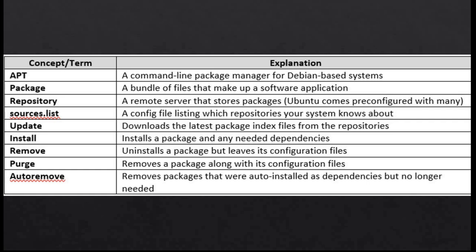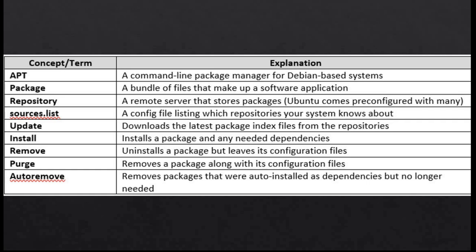Update is a command that downloads the latest package index files from the repositories. So it reaches out to the repositories and says, send me your most recent inventory list so that my system will know what all you have to offer. Install is a command that installs a package and any needed dependencies. Dependencies are other software that the tool needs to be able to run effectively.